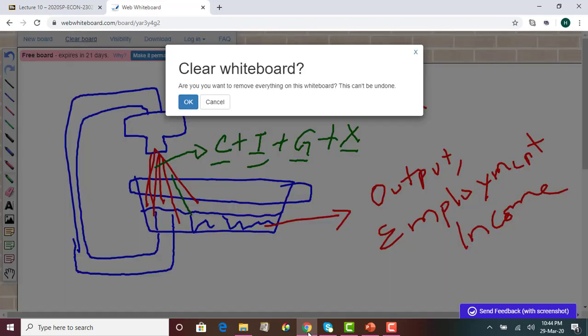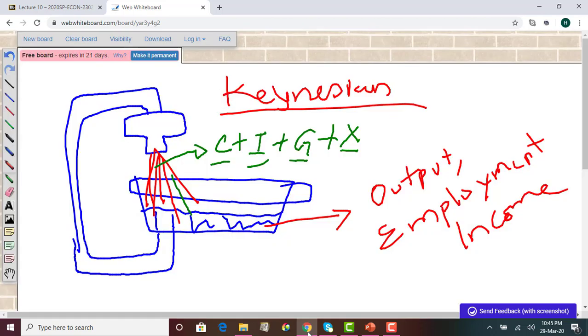On the other hand, we still have leakages here. Water can still get out of the tub, and under the Keynesian theory, the leakages are represented by savings.